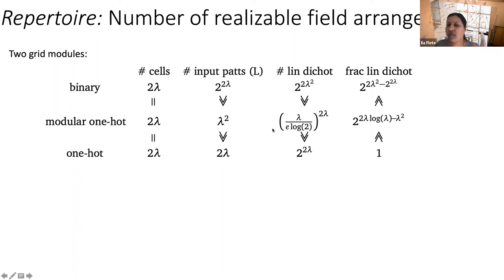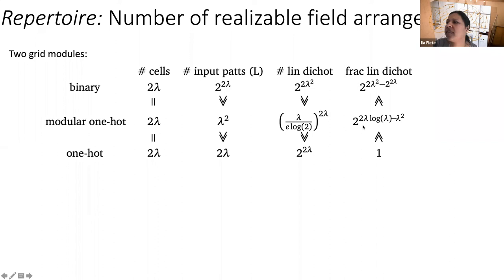On the other hand, if we have a binary code in the input, then with just 2 lambda cells, we can have 2 to the 2 lambda unique patterns in the input, right? Because 2 lambda length binary vectors can code 2 to the 2 lambda states. So we can have a much larger number of linear dichotomies or realizable field arrangements, but the fraction of realizable to all field arrangements is even tinier. So in other words, the realizable field arrangements are a large number, but a very, very special subset of all the possible field arrangements. And for grid cell inputs it's a very large number of field arrangements, and it's still a special subset, but not quite as special as for binary codes.